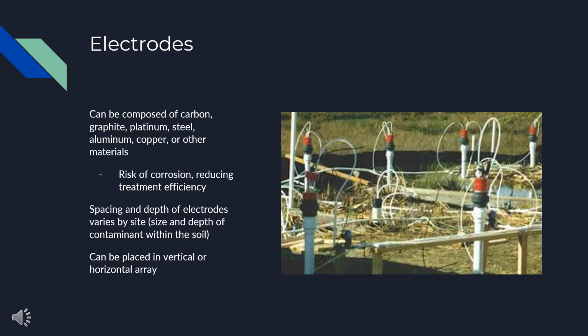The spacing of the electrodes and their depth can also vary greatly depending on the site, particularly the extent of the contamination. Small plumes may only require 2 electrodes, one placed on either end of the plume, while large plumes of contaminants may require numerous electrodes placed in grids, alternating between layers of cathodes and anodes. The electrodes can be vertically placed in the ground, as seen in the image on the right, or they can be horizontally placed in the ground.